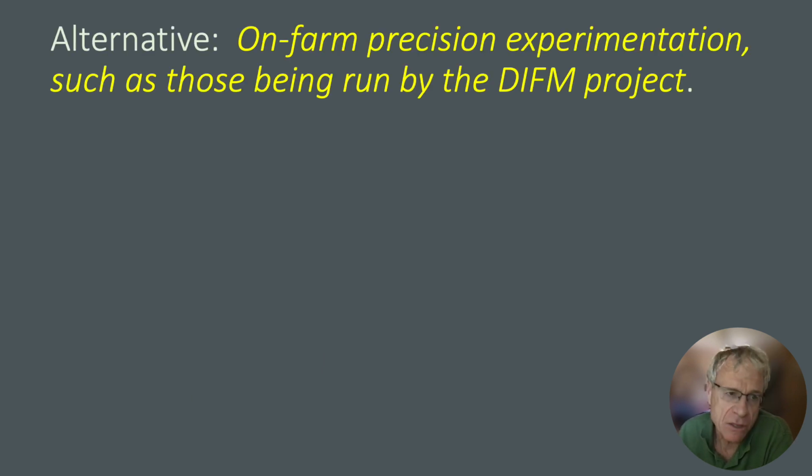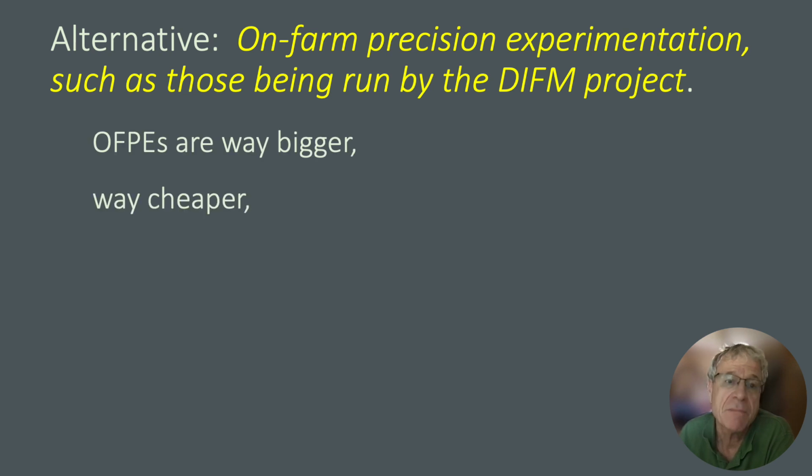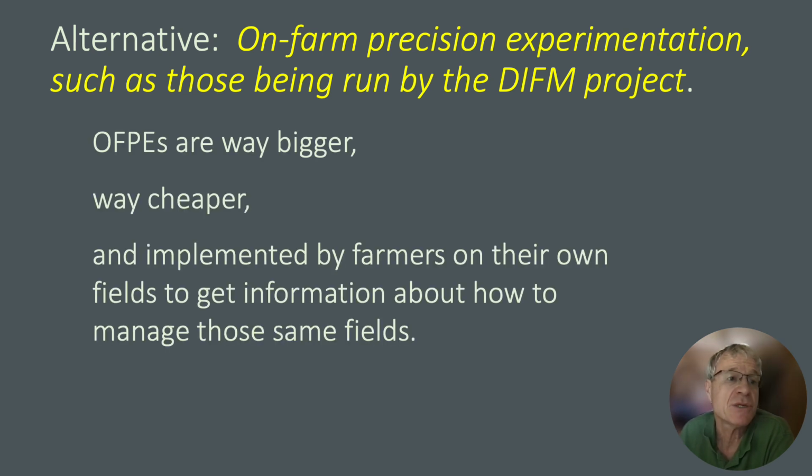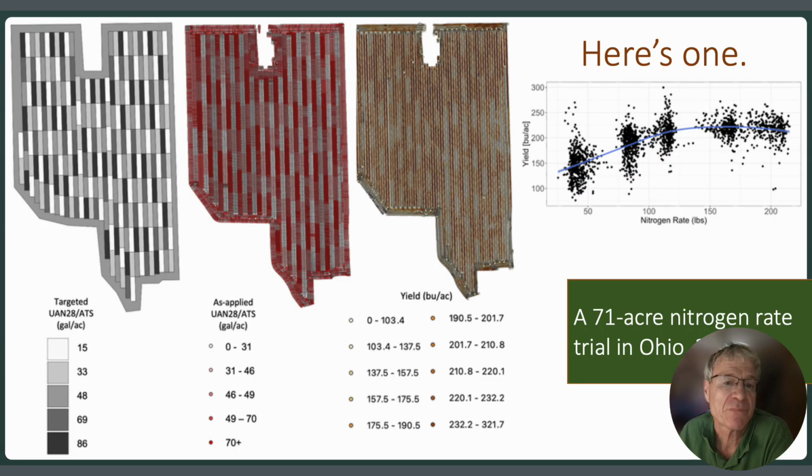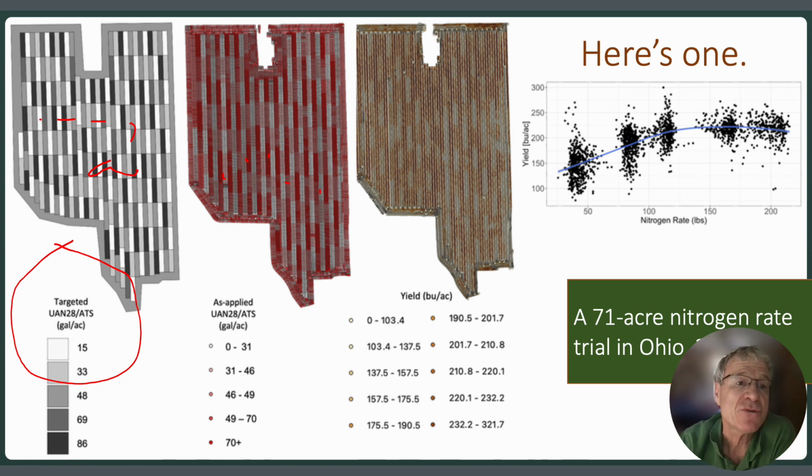An alternative is on-farm precision experimentation, such as those being run by the Data Intensive Farm Management Project. These are way bigger, way cheaper, and implemented by farmers on their own fields. Here's one. You see here that on a 71-acre Ohio farm, it was a UAN 28 nitrogen trial. You see the different targeted rates all over the field. You see here the as-applied rates, and so this really does work. We use precision ag to put in the trial, and you can even see how that's affecting yield.